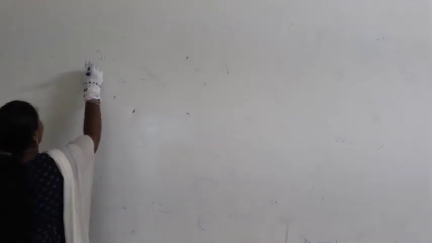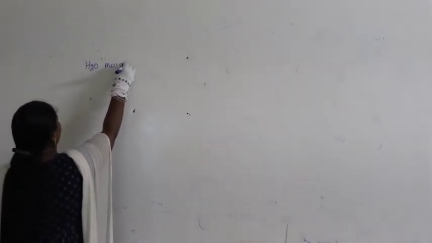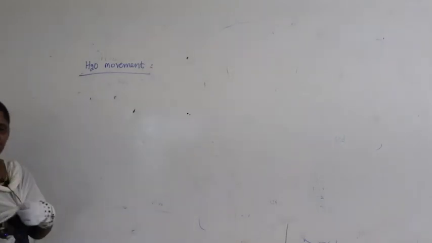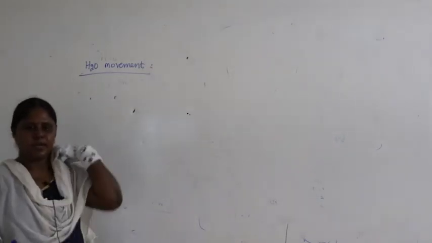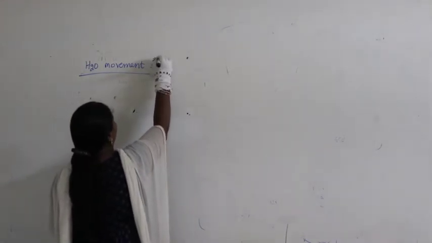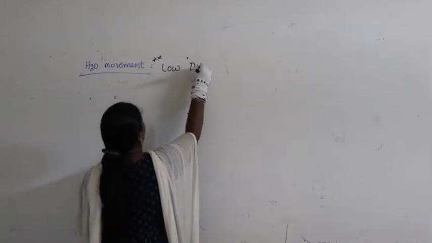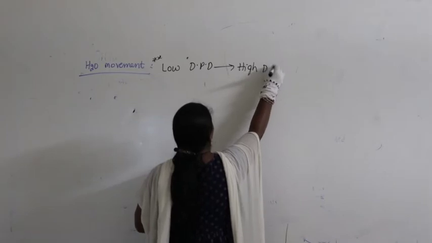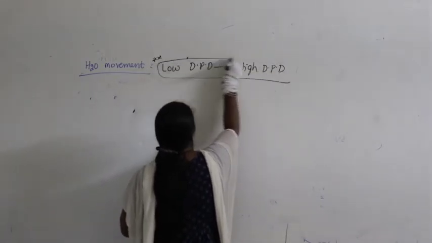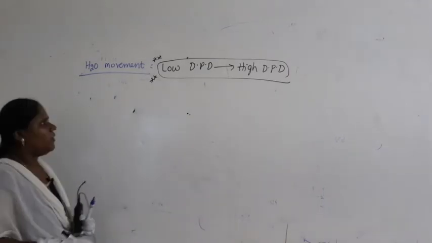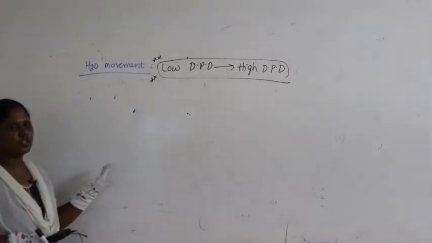Now, remember very importantly, if you talk about water movement, where to where the water movement is happening, the water movement always happens from, very important, remember, low DPD to high DPD. Low DPD to high DPD, very important. Why is it important? For example, I will try to give you a numerical question here.